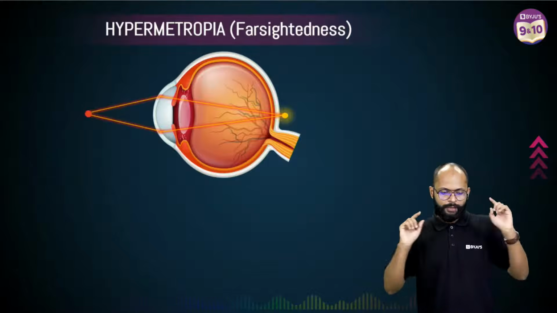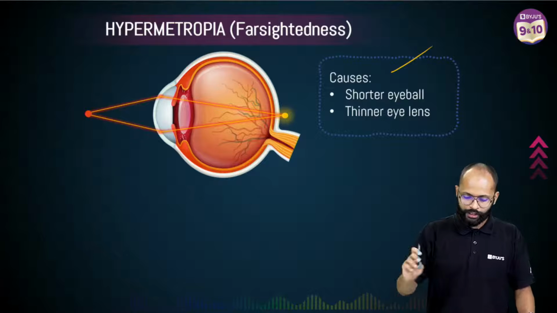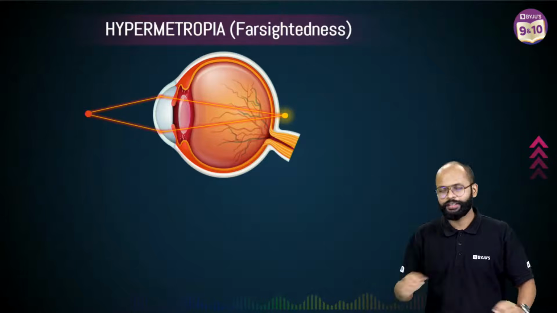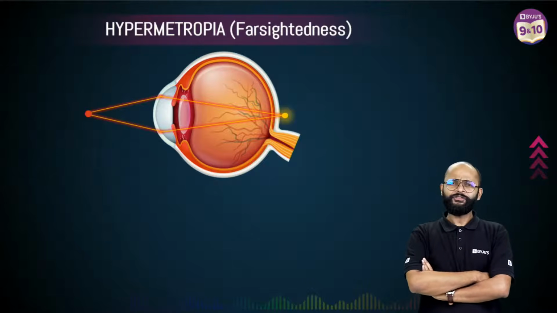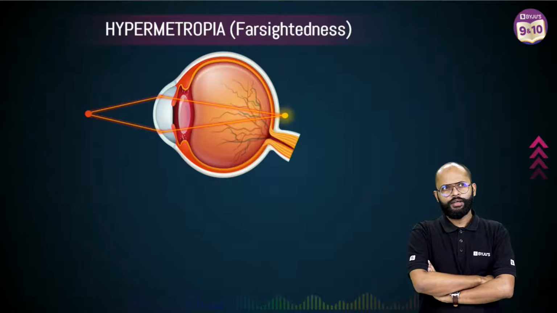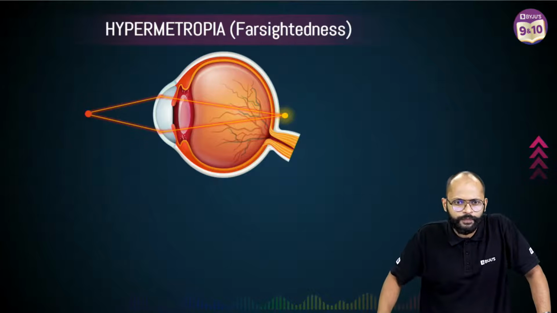Okay, hypermetropia, far-sightedness, let's discuss this. Come on. What are the causes? Okay, wait. Before this, let's do the activity. Sir, if far objects are fine and near objects are not fine, to see a near object, my lens should be thick or thin? Tell me this. Come on, tell me.